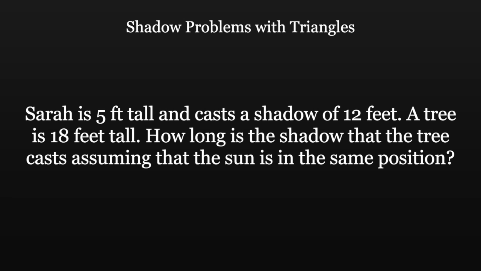This problem reads this. Sarah is 5 foot tall and casts a shadow of 10 feet. A tree is 18 feet tall. How long is the shadow that the tree casts? Assuming that the sun is in the same position. So for this problem, we aren't told that the shadows meet in the same point. So we can't draw these two different triangles together like we did in the last problem. By the way, that type of triangle is called a nested triangle. So we cannot draw a nested triangle for this.